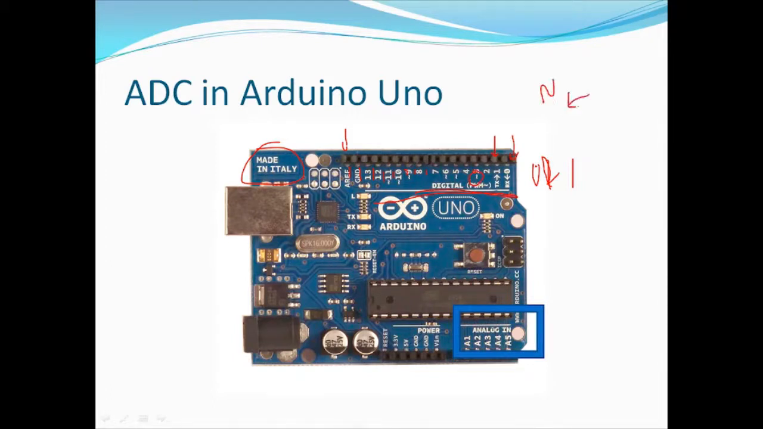And this symbol stands for PWM. PWM stands for pulse width modulation. It's kind of an analog signal, but it uses digital signals to convert it into analog. You can see one is on pin 3, another on pin 5, another on pin 9, another on pin 10, another on pin 11. So these are all PWM pins.